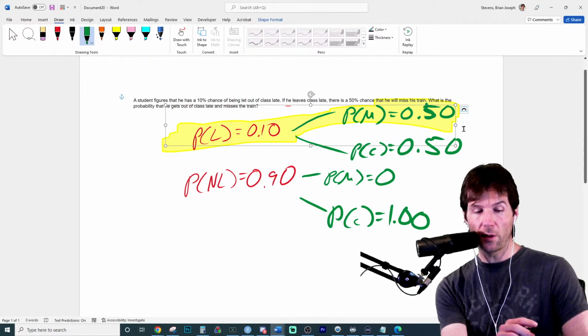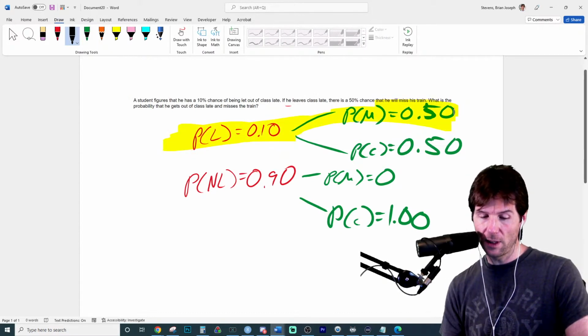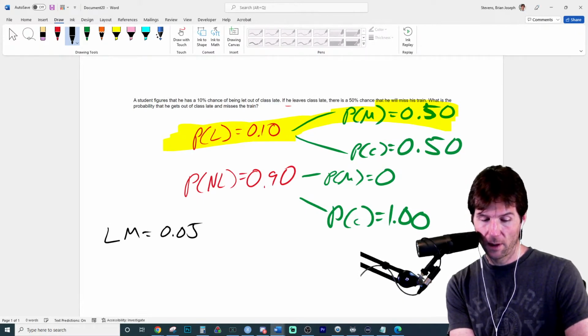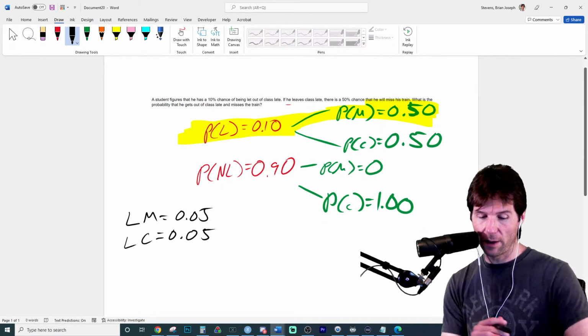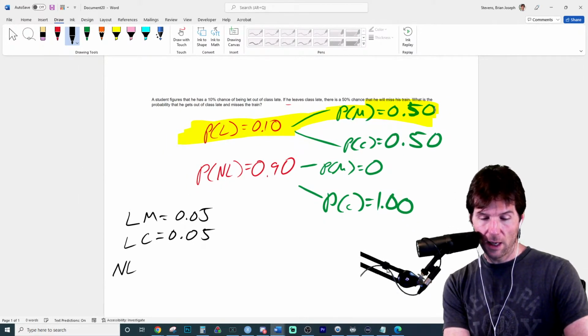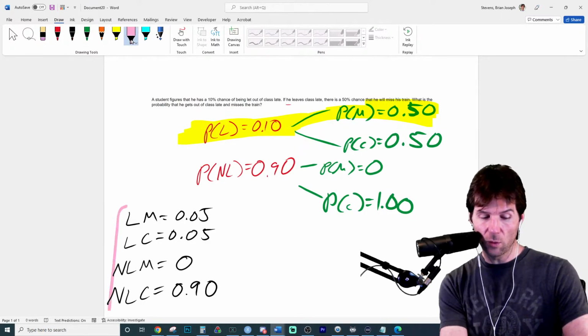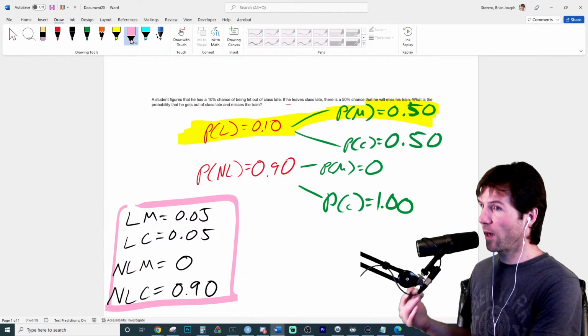If you actually solve through for all the probabilities, you would see that the probability of late and missed train is equal to 5%. Probability of late and catch train is 5%. Probability of not late and missed train is equal to 0. That just can't occur, because if they're not late, they will always catch the train. What's really great about this is we can use the addition rule right here, and the set of all probabilities would have a sum of 1. The only answer we're looking for is the 5% right here.